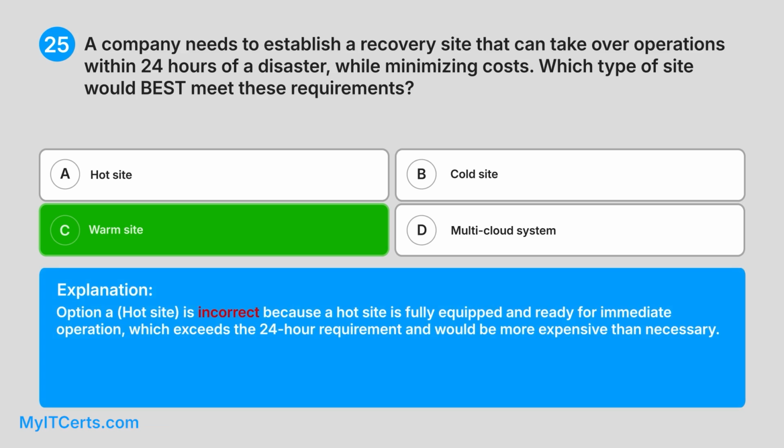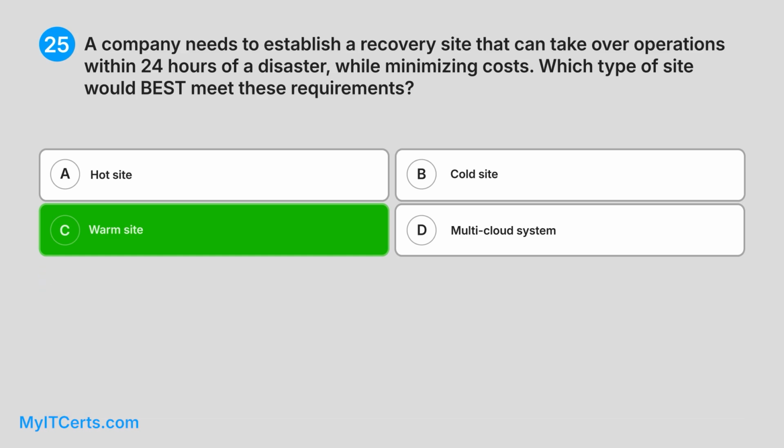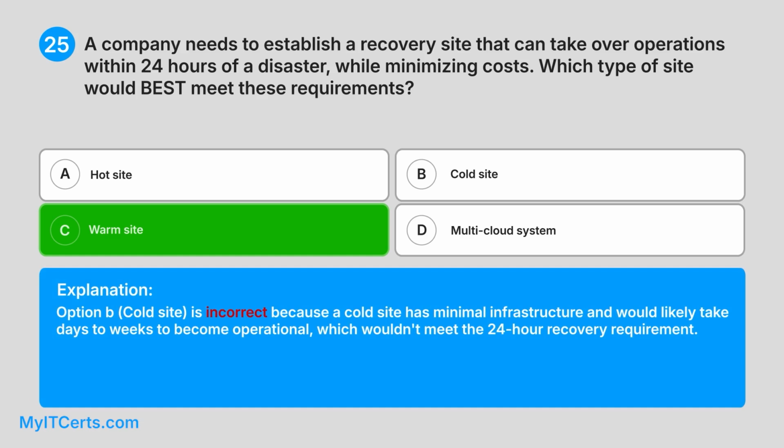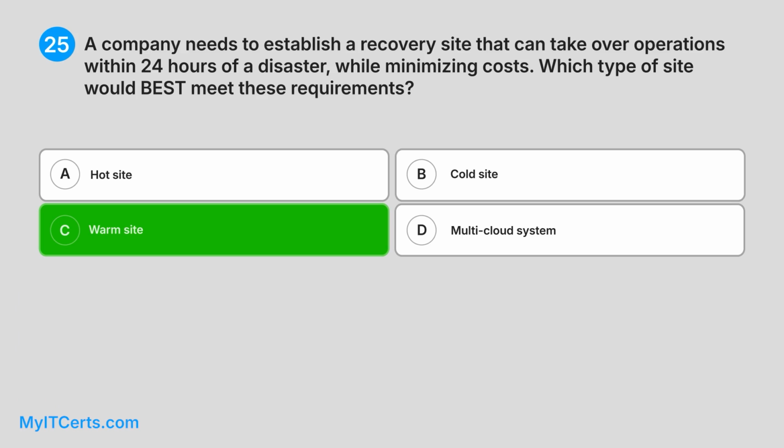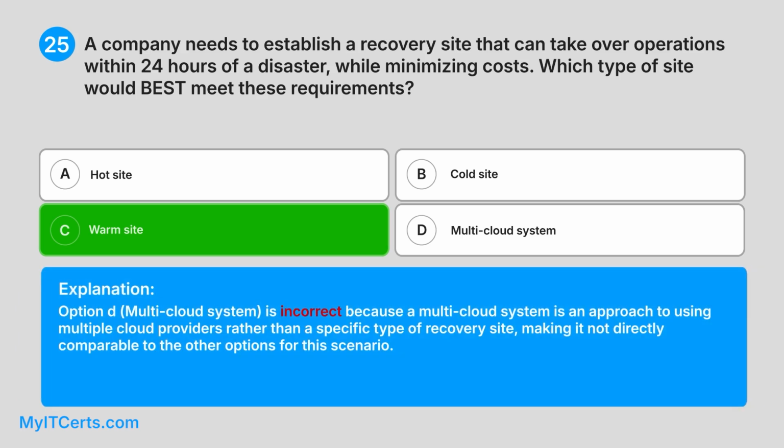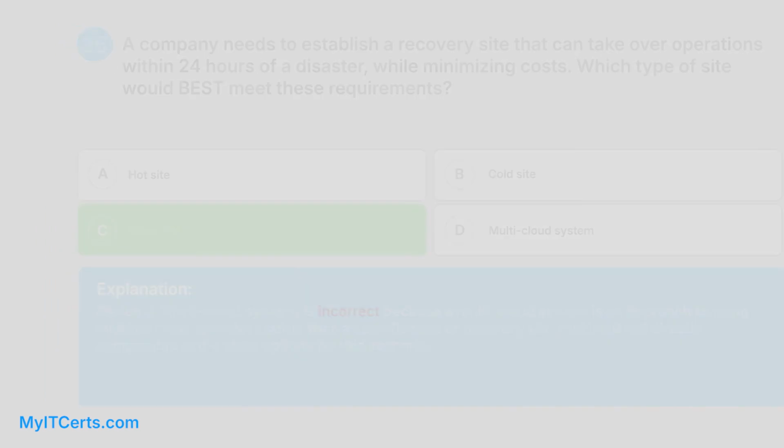Option A, hot site, is incorrect because a hot site is fully equipped and ready for immediate operation, which exceeds the 24-hour requirement and would be more expensive than necessary. Option B, cold site, is incorrect because a cold site has minimal infrastructure and would likely take days to weeks to become operational, which wouldn't meet the 24-hour recovery requirement. Option D, multi-cloud system, is incorrect because a multi-cloud system is an approach to using multiple cloud providers rather than a specific type of recovery site, making it not directly comparable to the other options for this scenario.